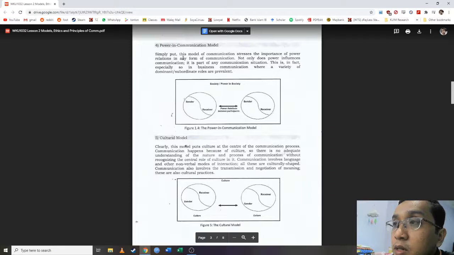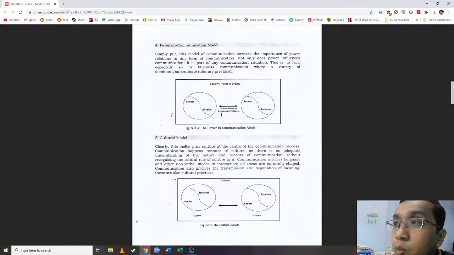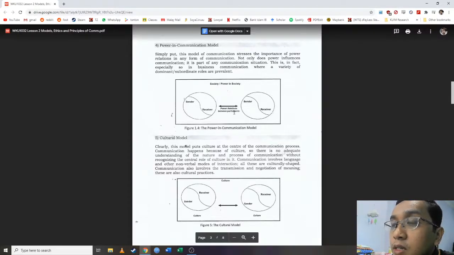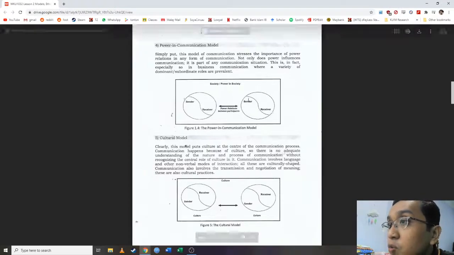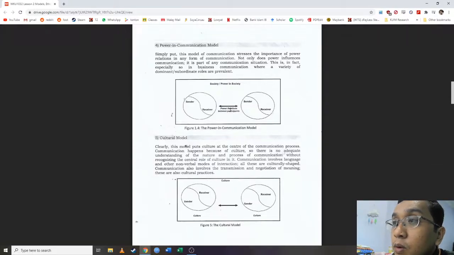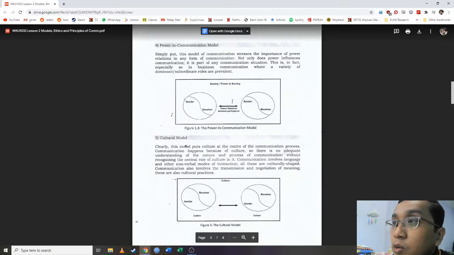So power and communication model here, we talk about the relationship between the participants or maybe in the society. Let's say, for example, you start working later. You have to consider your relationship between you and the sender and between you and the receiver in the communication process. Let's say you are talking to your boss, your superior. Most probably your choice of words will be more careful. You'll be more polite when you are talking to your boss.